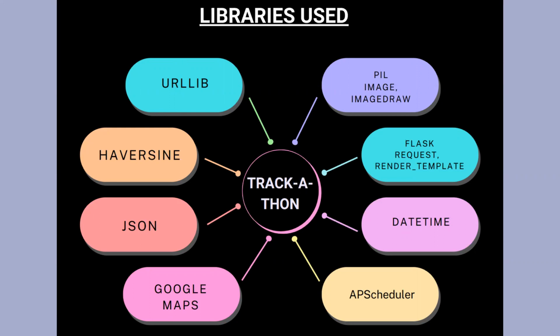And then there is JSON. And then we used Google Maps for particularly plotting the map. And then there was API scheduler or crontab. You can use either one of these. For us, we tried both, and crontab is particularly working right now. And then there is the datetime library. We used it for calculating the current time of the user.